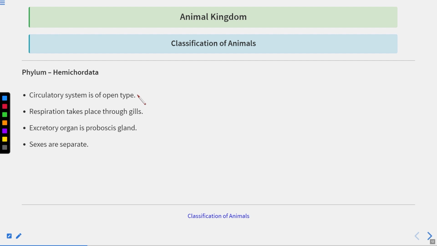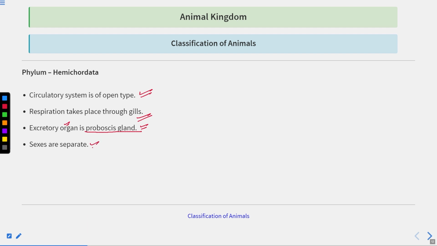Circulatory system is open type. Open type of circulatory system means that blood is not flowing in any vessels. Respiration takes place through the gills. So they are having the gills for the process of respiration. Excretory organ is proboscis gland. So proboscis gland is working as an excretory organ.